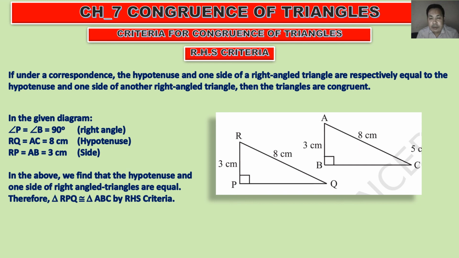RHS criterion means that in two right angle triangles in which the right angles are same, hypotenuse are same, and one of the corresponding sides is same, then these two triangles are said to be congruent under RHS criteria. That is the criteria we have. So this is the last criteria that we could go through to solve the next exercise 7.2.